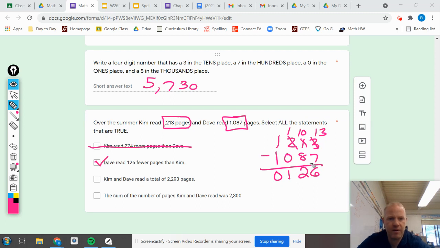Kim and Dave read a total of, well, we don't know. We have to find out. 1,213 plus 1,087. Add them up. You have 10 here. You have 8, 9, 10 here. You have 1, 2, 3, and 2. 2,300 pages. Nope, that is not correct. This one, the sum, yes, the sum is 2,300. Yes. So those two are correct.